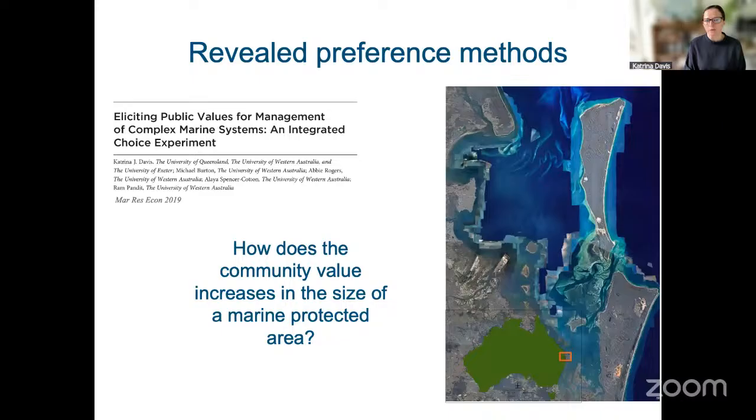By contrast with our revealed preference methods, we are not observing behavior and how it's changed in relation to a policy intervention. Instead, we're asking people hypothetical questions. So if we were to put in a given benefit, in this case, thinking about marine protected areas, how would community value change, or how would social welfare change as we increase the size of the marine protected areas? So there are some examples you can look at from there.